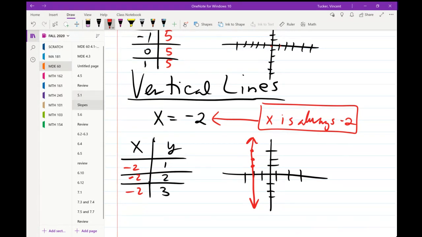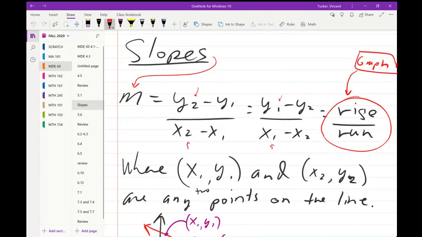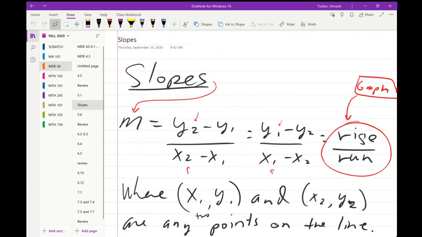All right. So slopes, like I mentioned before, this is coming out of 11.3 for us. Slopes are going to be represented by M.